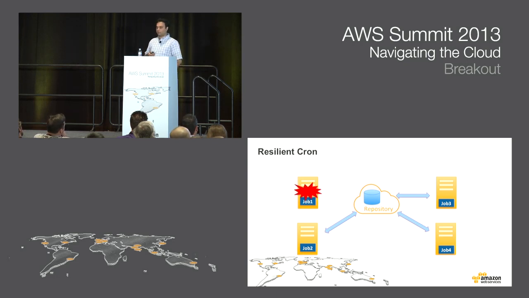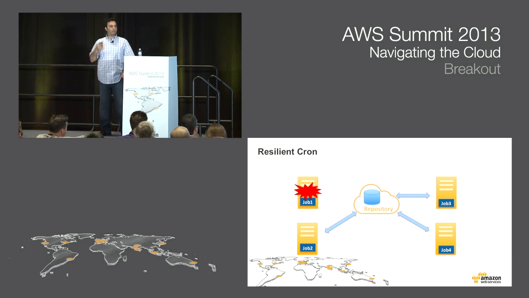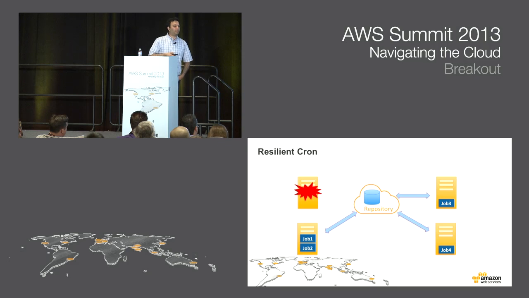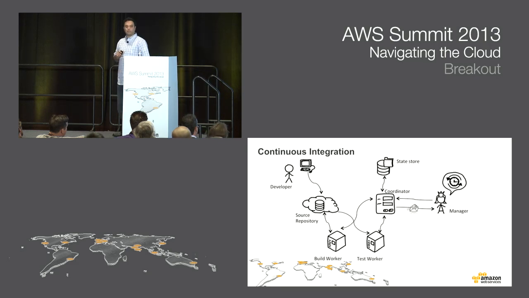And eventually, what I want is that if one of these machines is running a task and it goes down, I don't want to lose that job. I actually want another worker in my pool to pick up that job and keep working on it while I replace or fix that machine that went down.